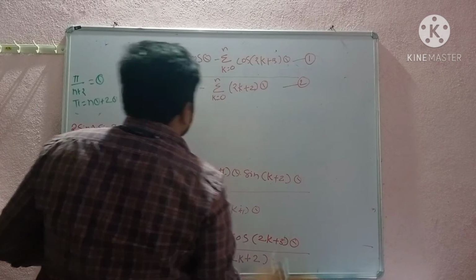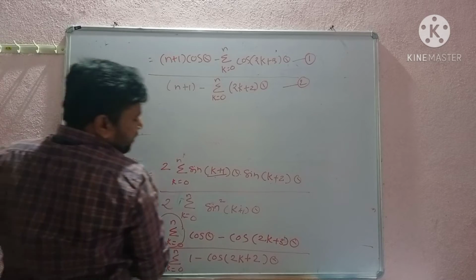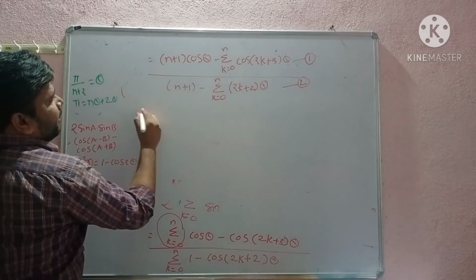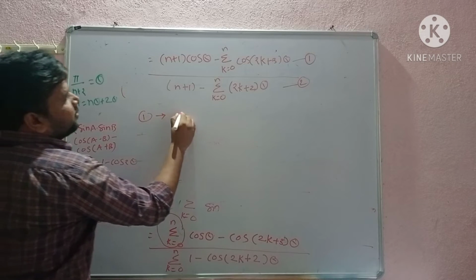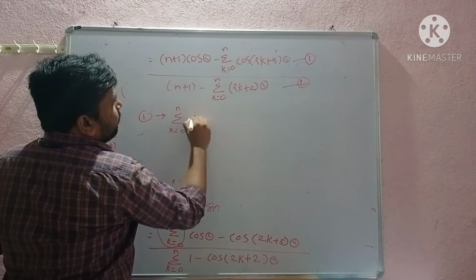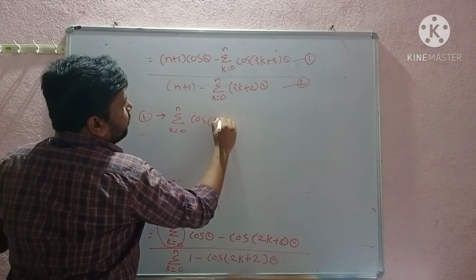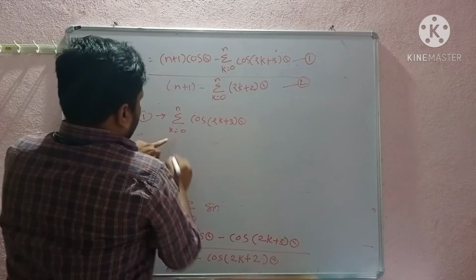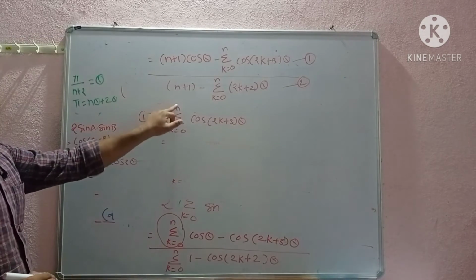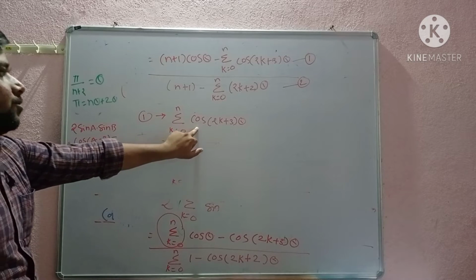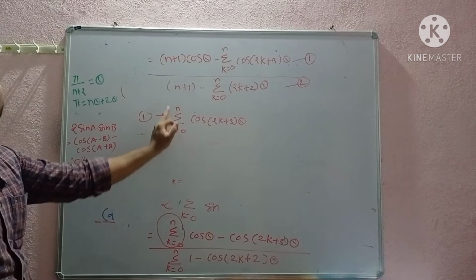Now we have to simplify this summation. First of all, we will simplify the numerator term, so that we can get the summation k equal to 0 to n of cos (2k plus 3) theta. Now, after removing this summation sigma symbol, we can expand this cos (2k plus 3) theta using 0 to n terms.